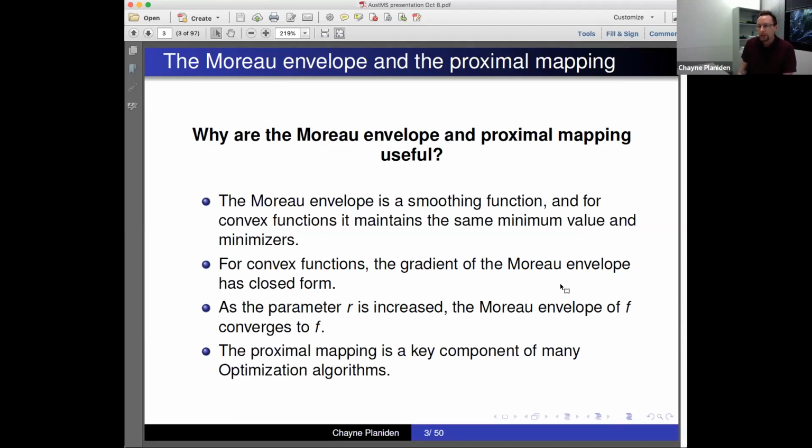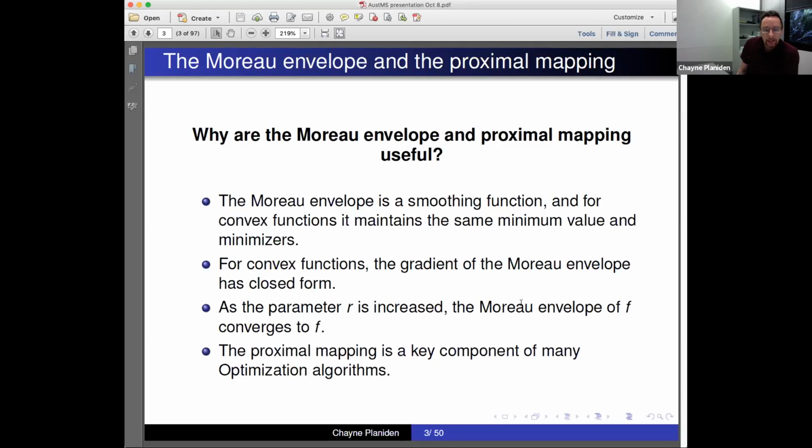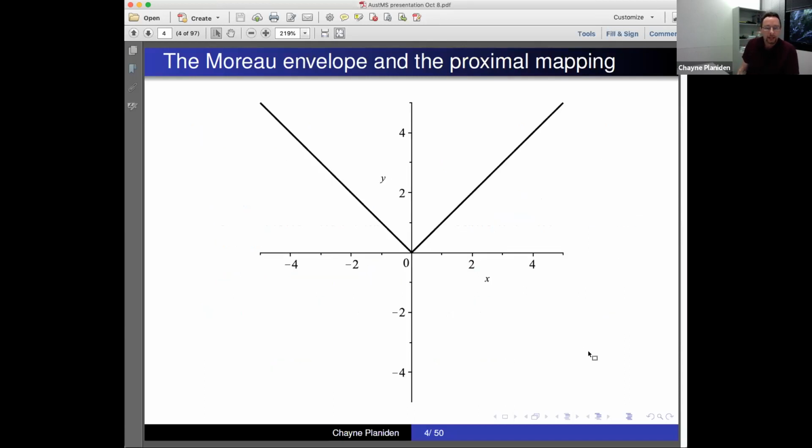The gradient has a very nice closed form. It's on the next page, or next couple of pages, for the case of convex functions. There's a parameter r that you can play with here. This non-negative parameter, you can choose. And as you increase it, you get a closer and closer approximation to your original function. So it's also an approximating function. And you find the proximal mapping all over the place in many different types of optimization algorithms. We've seen today, in particular, the proximal point algorithm and its variants.